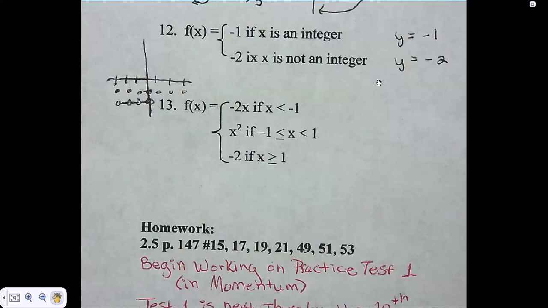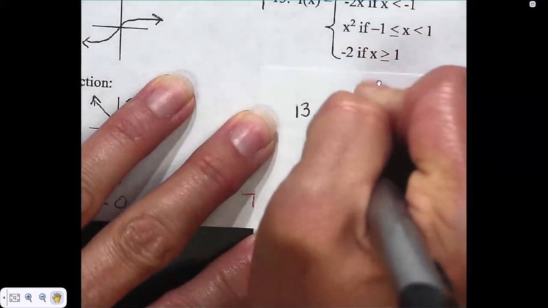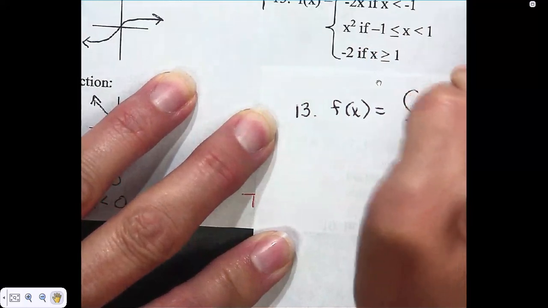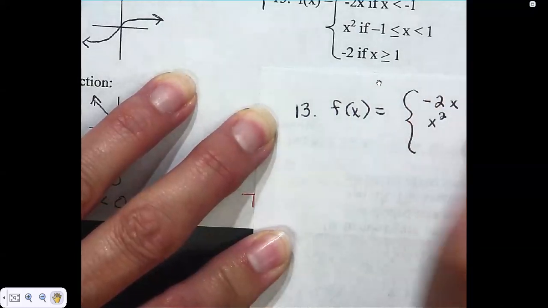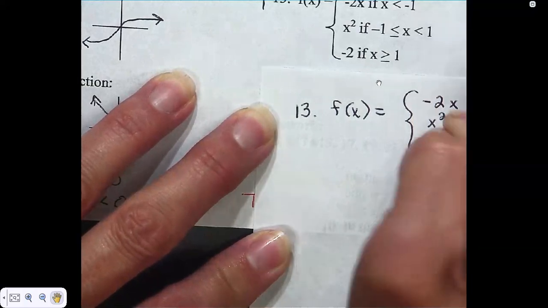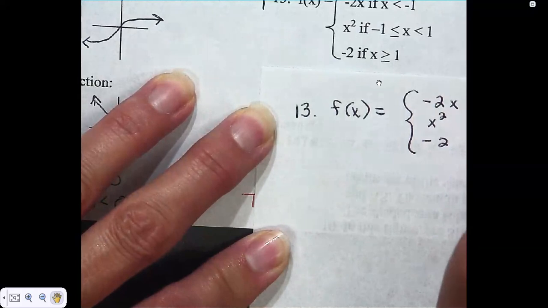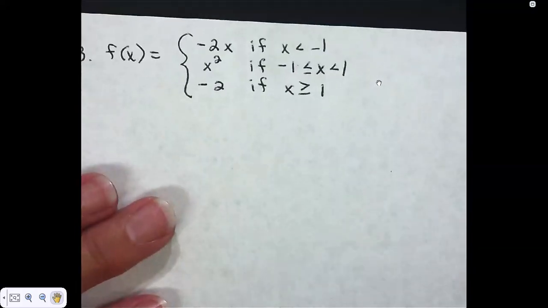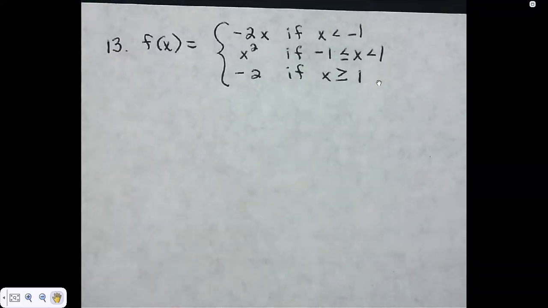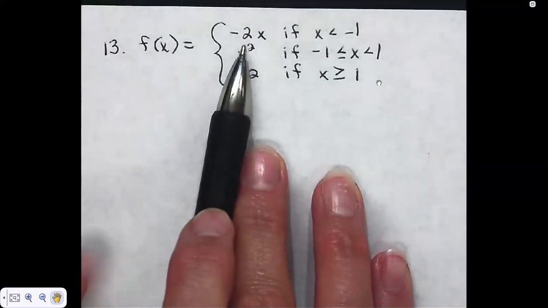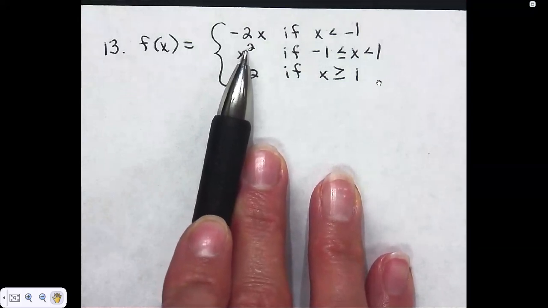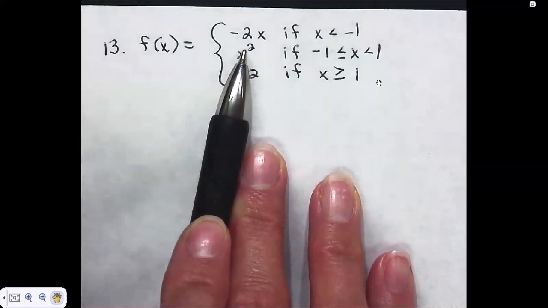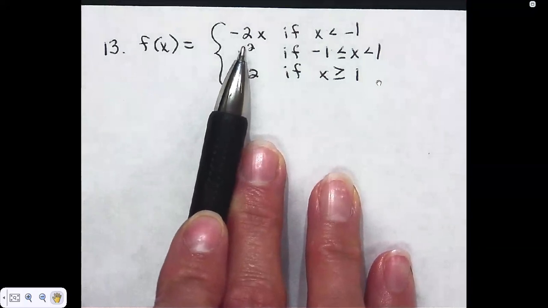Number 13, I'm just going to do it on a different paper to give myself some room here. F of x is defined to be three different things for three different parts of its domain. What is the shape of the piece of the graph defined by the first expression? You can give me words if you're tired of dancing. It's a line. Specifically, it's a line with which kind of slope? Negative slope, so it should be some piece of line going downhill from left to right.